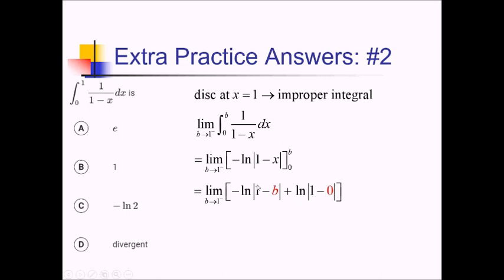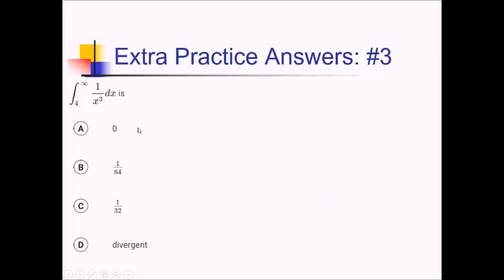But over here, as b approaches 1, this ln has an input that's essentially approaching 0, and ln is undefined at 0. So this does not exist as a limit, which means our integral diverges, and we're going to have to pick choice D.